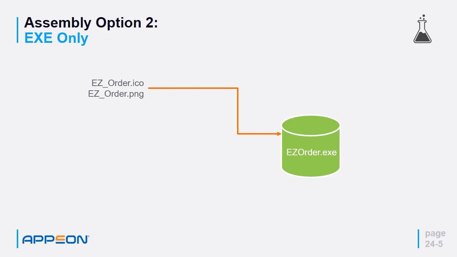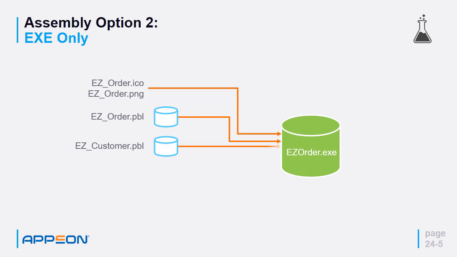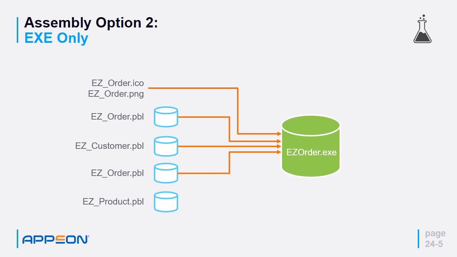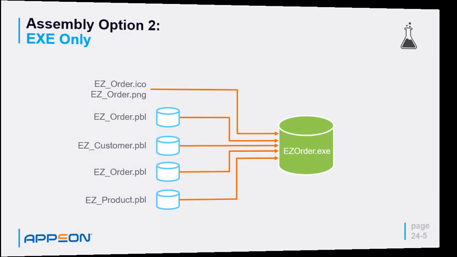For assembly option number 2, one large executable only. In this example, this is created by linking all the external objects into the executable. And then for each PowerBuilder library, all the PowerBuilder components that are in each library will be compiled into the appropriate either P code, portable code, or machine code, depending on your project options.